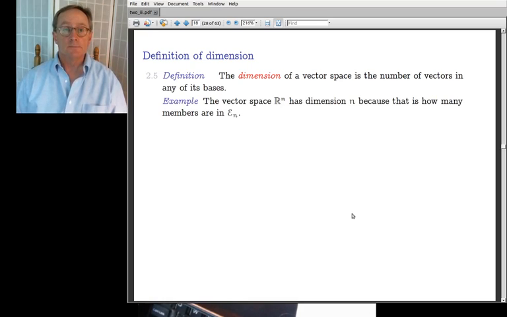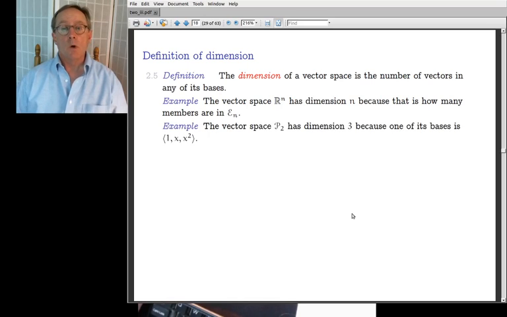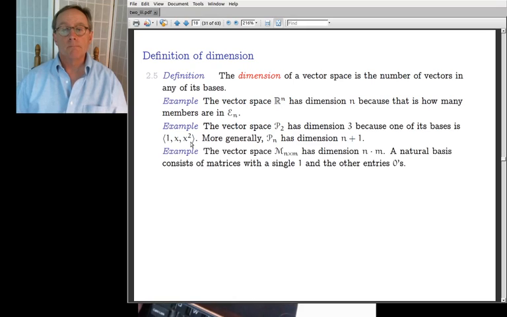In particular, where does the word dimension come from? Well, in the regular n-dimensional space, Rn, that's how many members are in the standard basis, so that's how many members are in any basis, so that's where the word dimension comes from. The quadratic polynomials have dimension 3 because I can name a basis that has 3 elements, and any basis has the same number of elements. And in general, Pn has dimension n plus 1. The n by m matrices have dimension n times m, and it's easy to produce a basis that has that many elements.